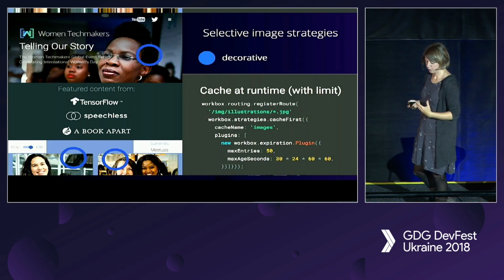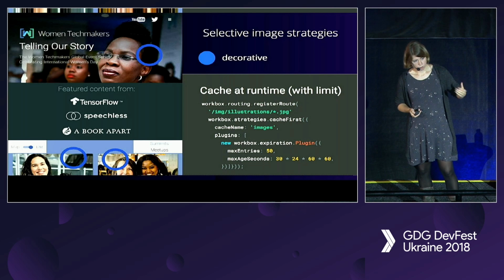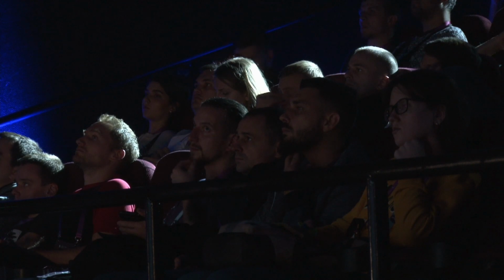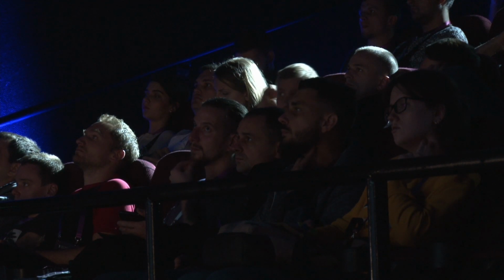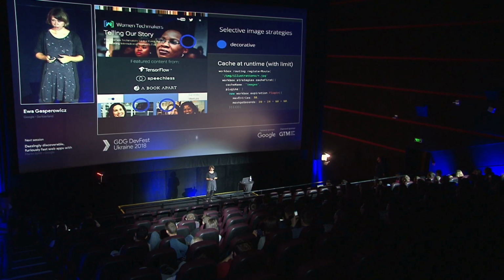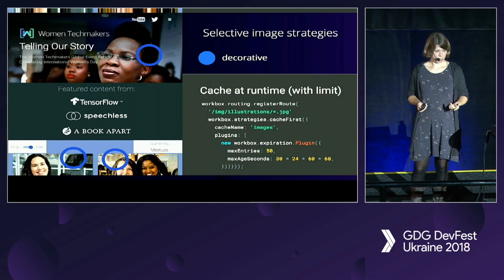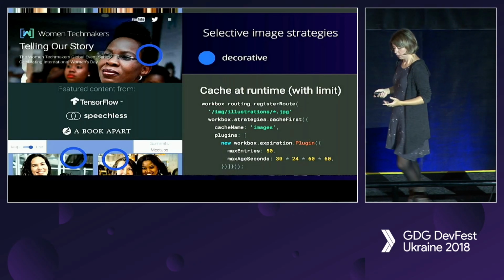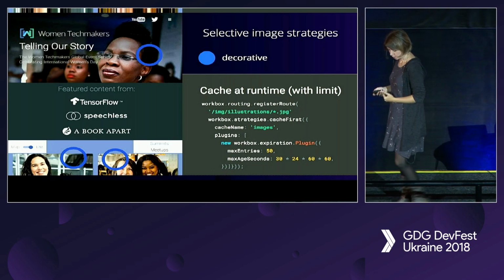Now, selective images, I cache at runtime. When the user navigates the page and looks around, there's a high chance that they will keep coming back to the same locations. For example, for the website of this conference, I keep coming back to the schedule or to the list of speakers. So it's good to cache those resources at runtime.